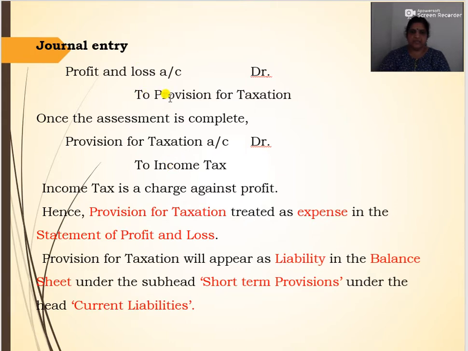So this is for making the provision, that is profit and loss account debtor to provision for taxation. Then finally when it is complete, it will be transferred to income tax. So provision for taxation account debtor to income tax. Then income tax is a charge against profit. So as it is a charge against profit, it is shown in the profit and loss account. So hence provision for taxation is treated as an expense in the statement of profit and loss.